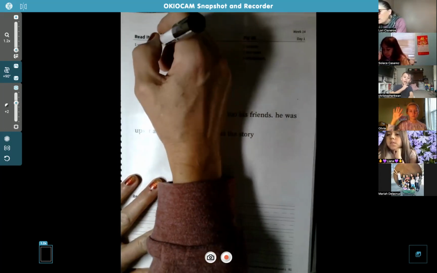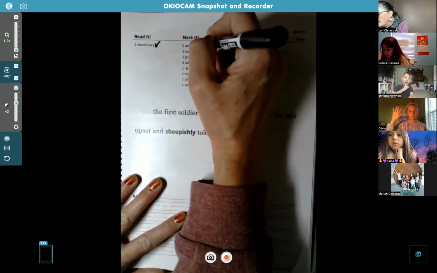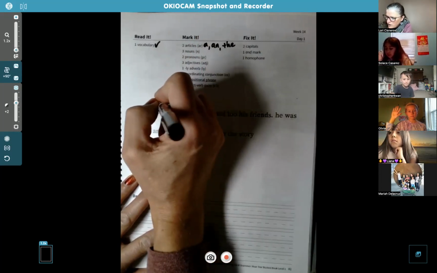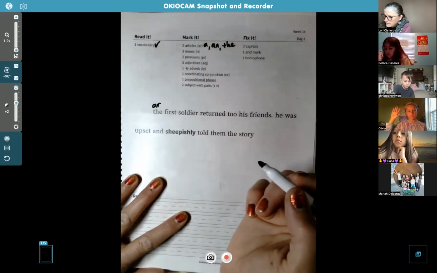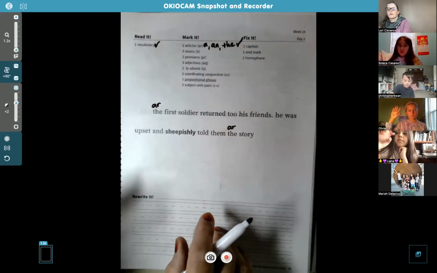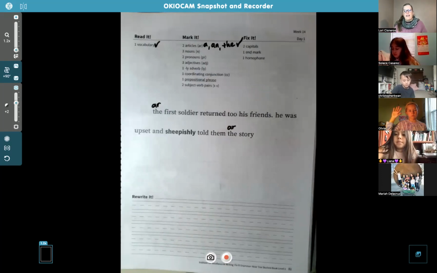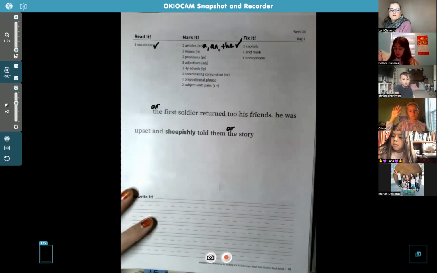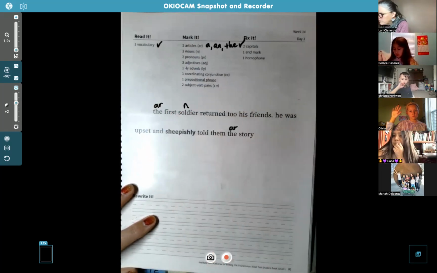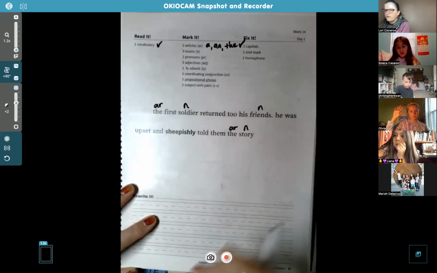All right, so let's check vocabulary. And then the articles a and the, and there's two of them. So go ahead and find them by yourself and label those. Those are pretty easy. All right, moving on to nouns. Lacey, where are the nouns? There's three nouns actually. The soldier, good, and the friends and the story. Good. Soldier, friends, and story.